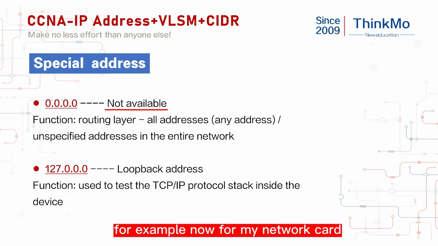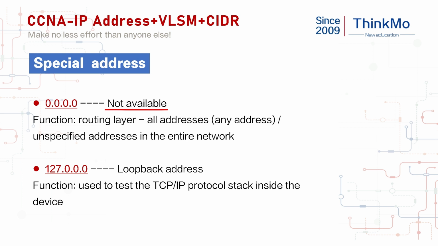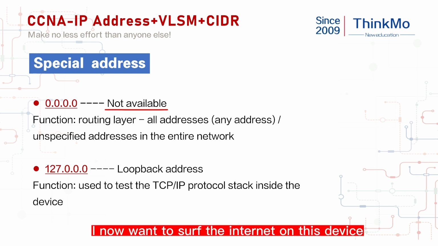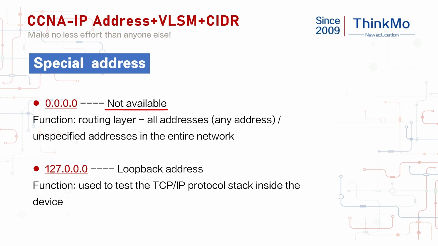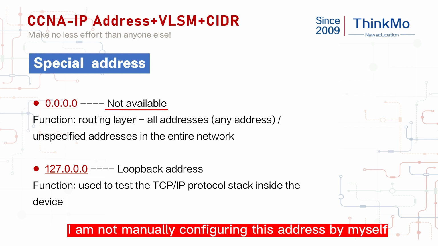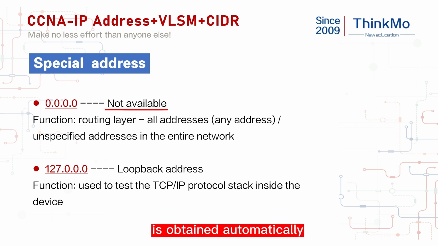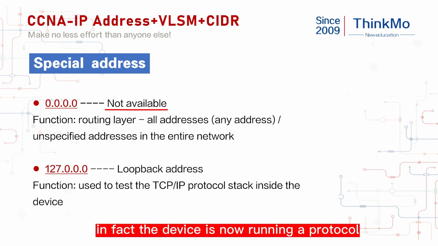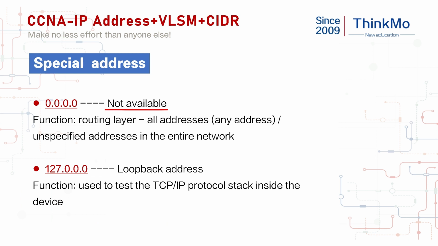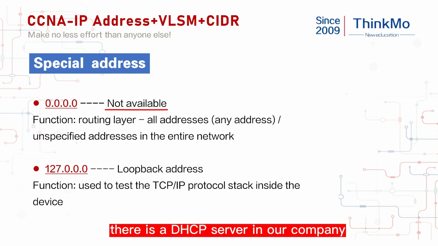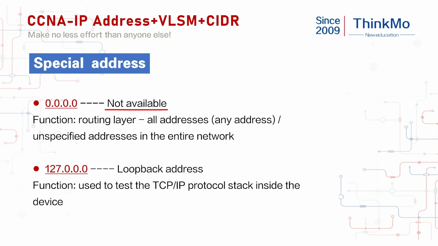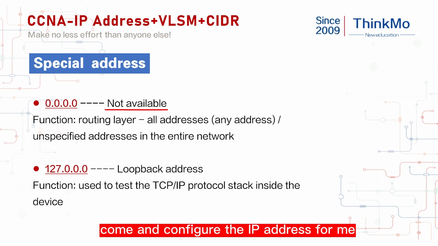For example, now for my network card, I'm on wireless now, as everyone can see. I want to surf the internet on this device, so I need an address. I am not configuring this address manually by myself; it is obtained automatically. In fact, the device is running a protocol, DHCP, dynamic host configuration. In our company there is a DHCP server that configures the IP address for me.